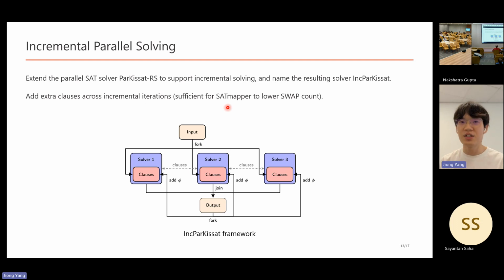Our implementation allows Inc ParKissat to add these extra clauses across incremental iterations. In the future, Inc ParKissat can be extended to support assumptions as a general incremental and parallel SAT solver, just by replacing the underlying solver Kissat with Cadical.